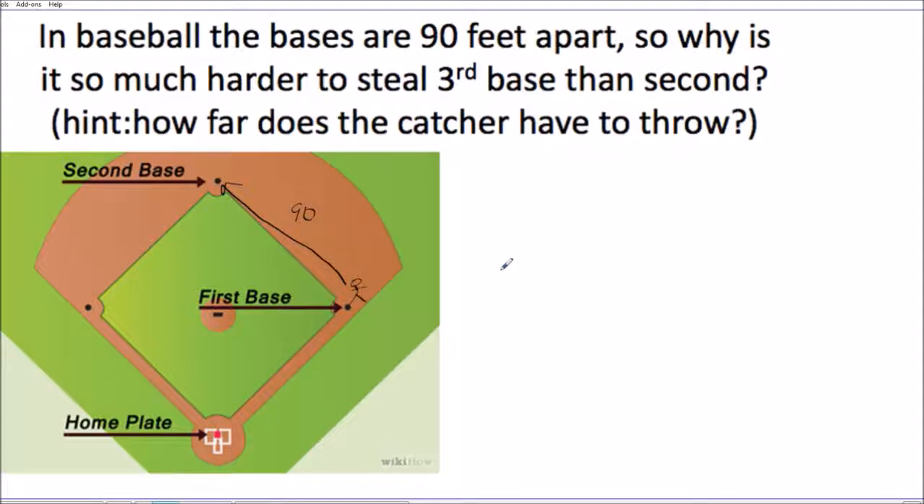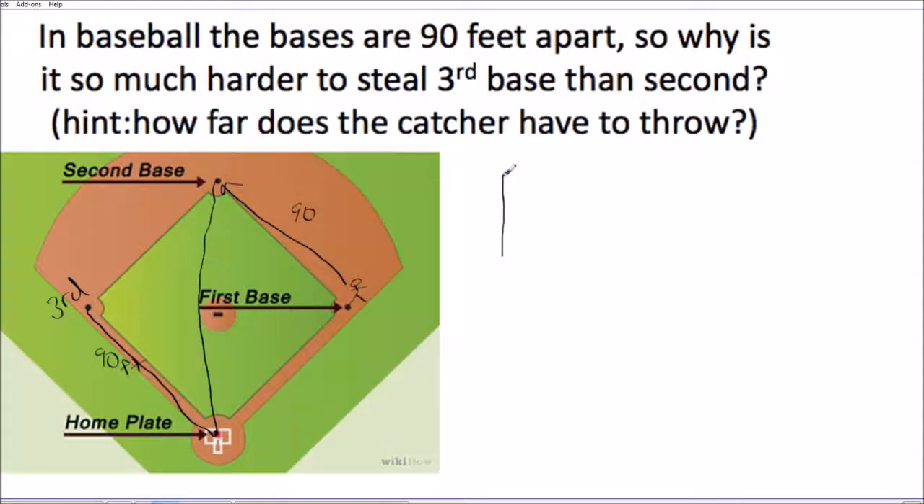And it's known in baseball that it's a lot easier to steal second base than it is to steal third base. And so let's talk about why. Now usually the pitcher pitches, the ball ends up down here, and in order to get the runner out, they have to throw the ball down to second base. Or they're going to throw it to third base, depending. Now if they throw it to third base, that's 90 feet. But if they throw it to second base, how far is that?